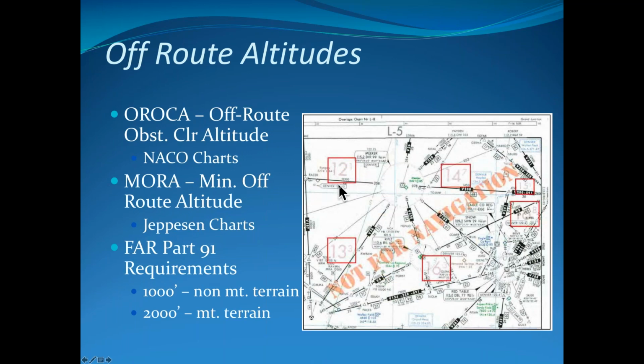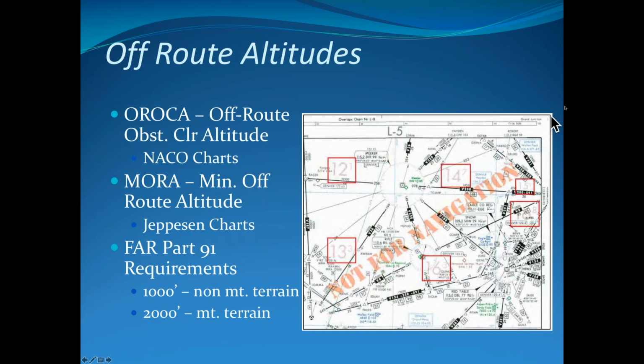Minimum off-route. So Aroka is what we call it on the NACO charts, or those NOAA. On the Jeppesen charts, we'll call it a Mora, but it will actually look identical. They do it the same way.